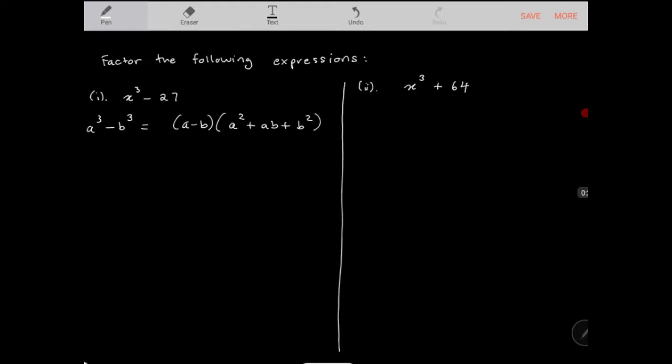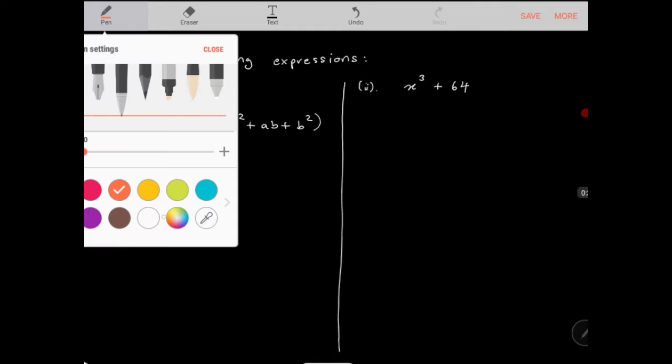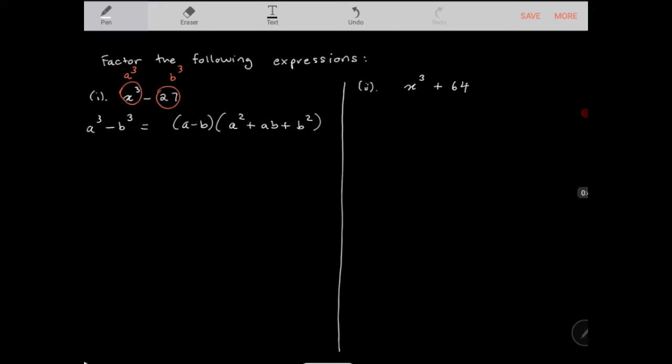Okay, so in this scenario, I'm going to think about this as a cubed, and I'm going to look at this term as b cubed. Right? And what you want to do is figure out what a and b are. So to figure out what a and b are, they're basically the cube roots, right?